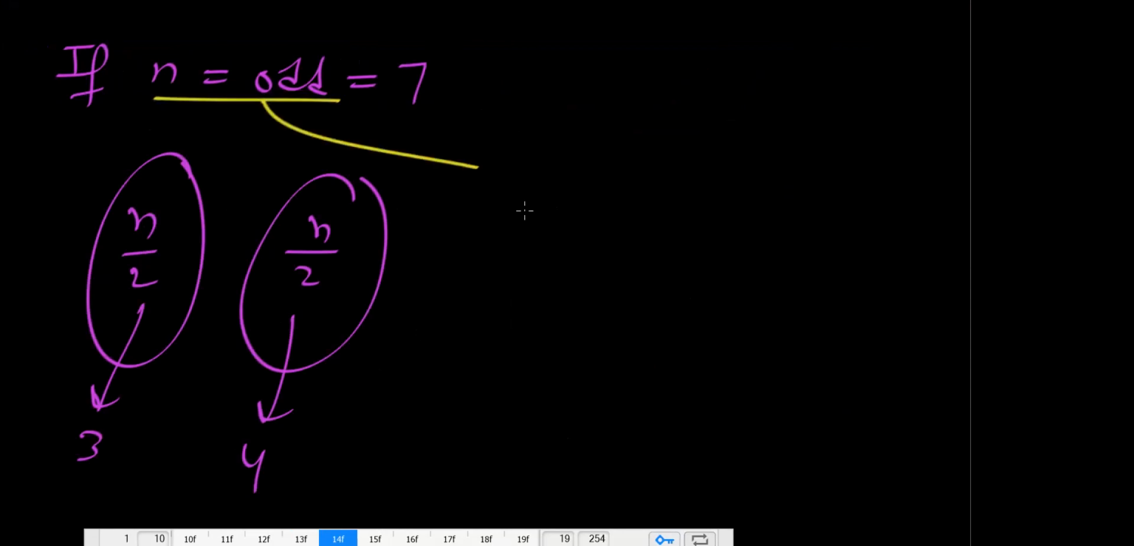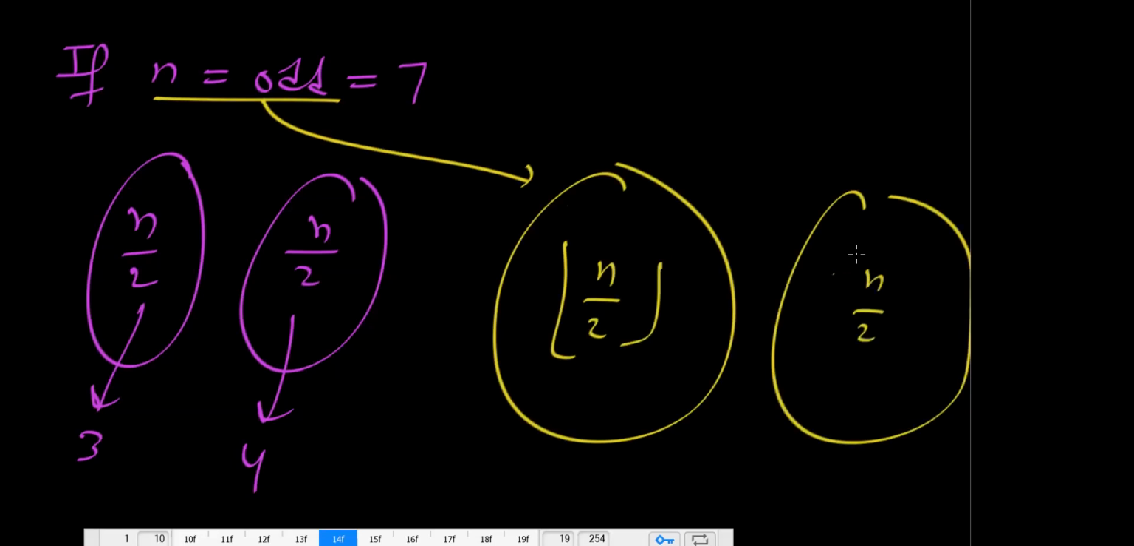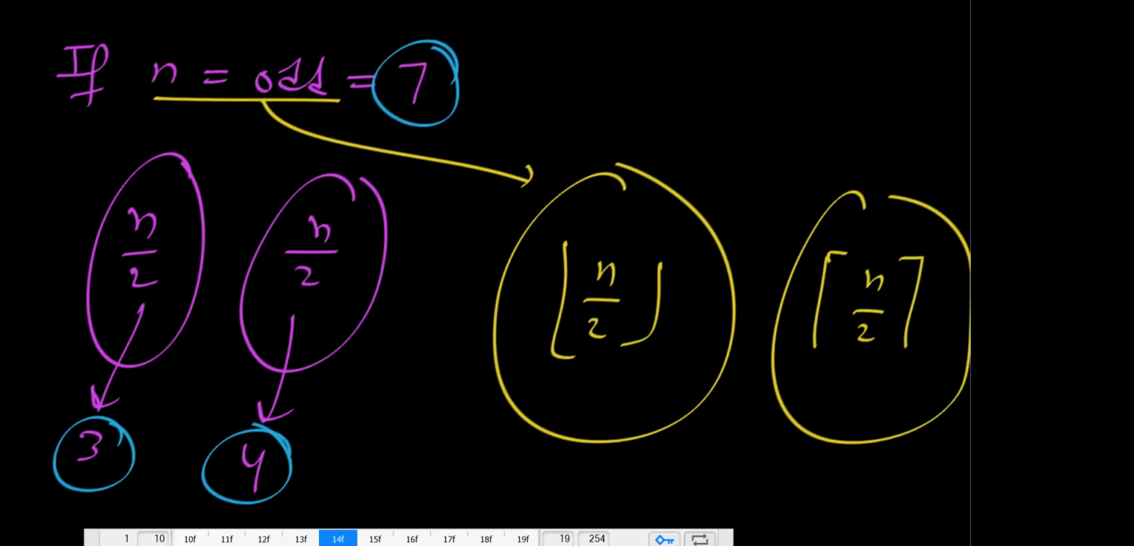So if your n is odd, you put n by 2 floor on one side and n by 2 ceiling on the other side, because the total number of vertices should be n. This is easy. For example, if you have 7 vertices, you can put half the vertices here, half here. Is this clear? On one side you put the floor, on the other side you put the ceiling. Okay, clear? So this is the conclusion.